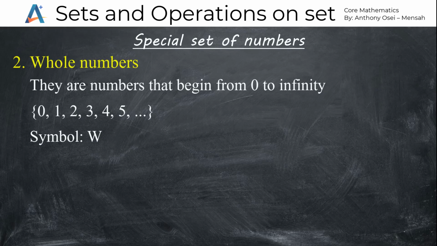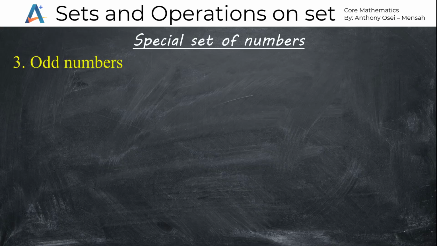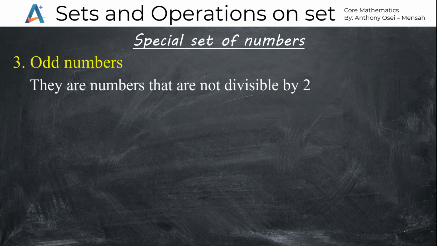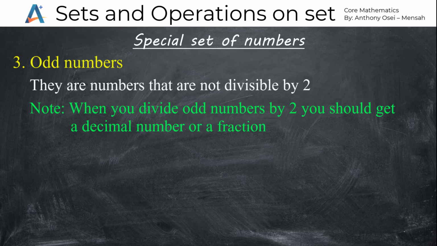The third one under special sets of numbers will be the set of odd numbers. Odd numbers are numbers that are not divisible by 2. That is to say, when you divide odd numbers by 2, you should get a decimal number or a fraction. The fraction is what can be converted into a decimal. That's why odd numbers, which are not divisible by 2, lead to a fraction, which can also be converted into a decimal. So what we are saying is, odd numbers cannot be divided by 2, and for that matter, they are called odd numbers.